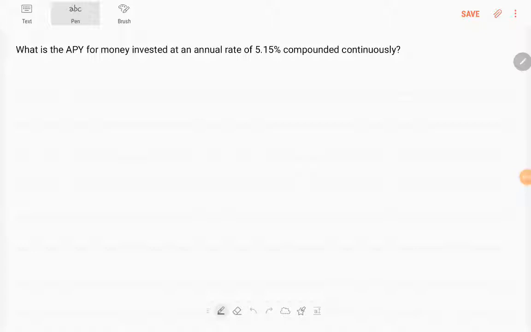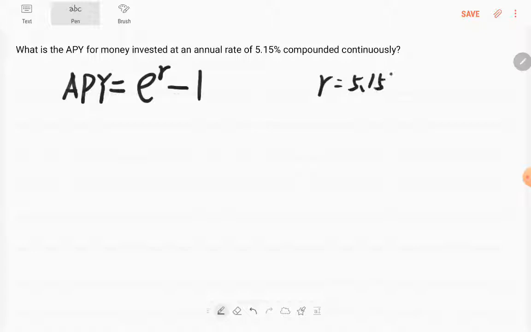Next example. What is the APY for money invested at an annual rate of 5.15% compounded continuously? Okay, so we use the APY for continuous compound interest. So this APY is equal to e to the r minus 1. Here r is equal to 5.15%, so this is equal to 0.0515.